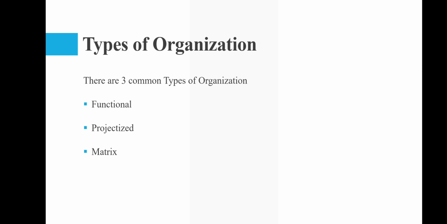Now come to our original topic, that is type of organization. Sometimes it's also called types of organizational structure. Therefore, don't be confused by organizational structure or just type of organization. Basically, there are three common types of organization. There is a functional, projectized, and matrix organization. We will study in detail about each type of organization.